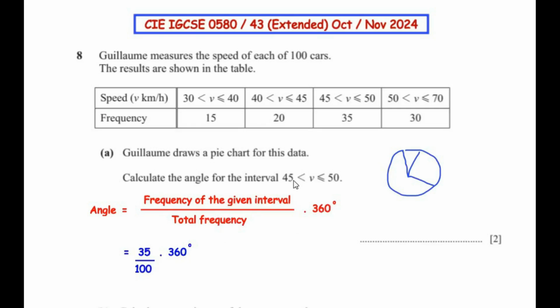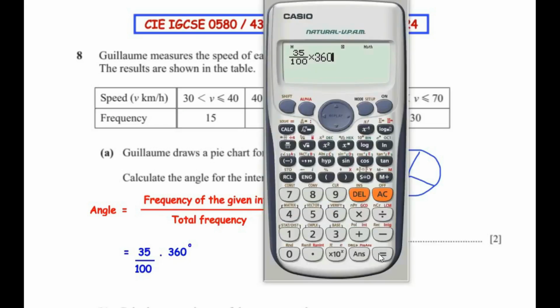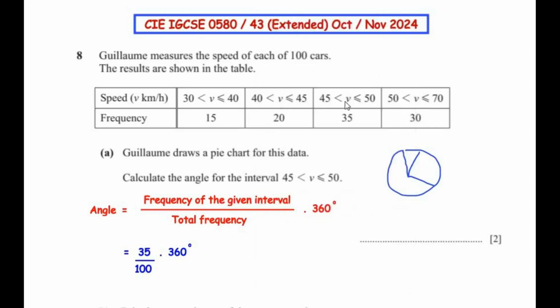Now the frequency of the given interval 45 to 50 is 35. Total frequency is the total number of cars, which is 100. And since we are considering the pie chart, which is a circle, its total angle is going to be 360 degrees. So here we have written 35 over 100 times 360. So let us see what value this gives us. This is going to give us the value as 126 degrees. So this interval takes up 126 degrees out of 360 degrees in the pie chart.